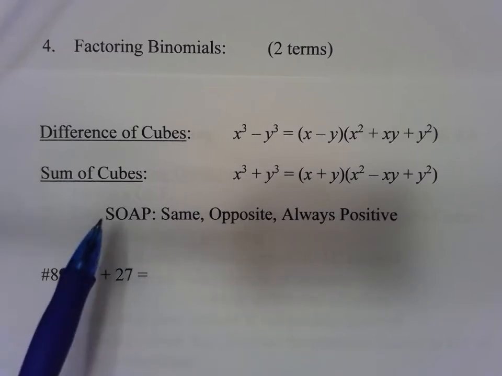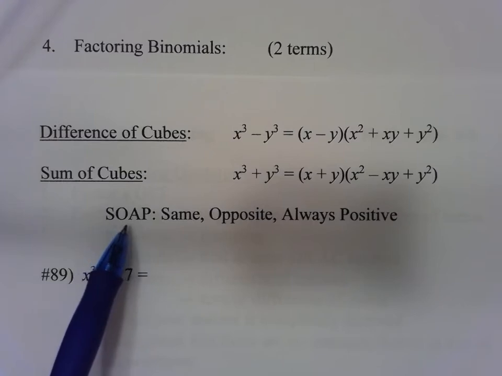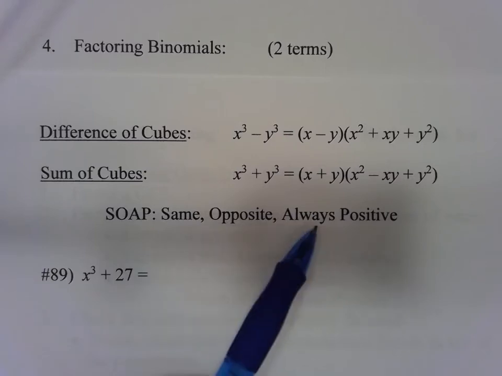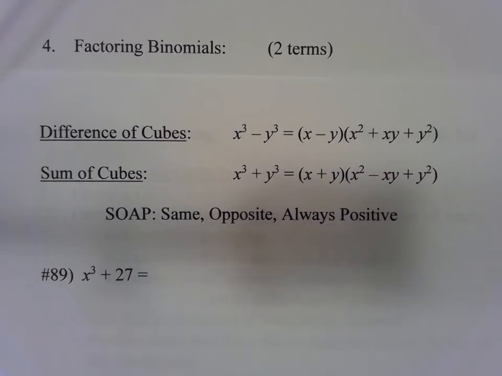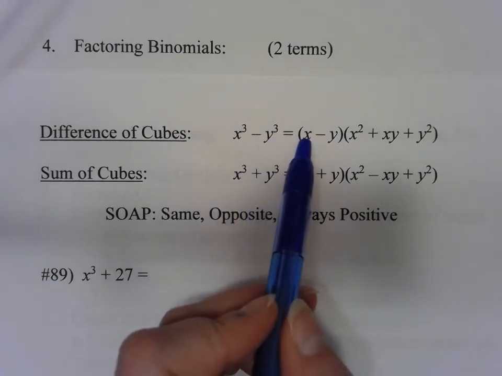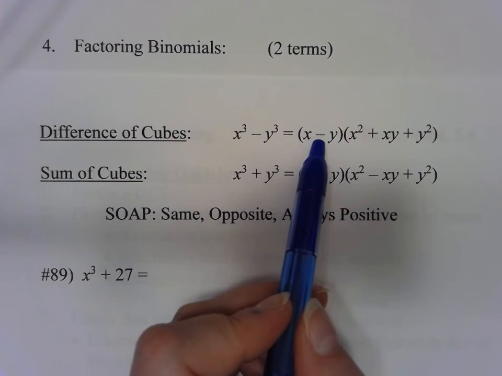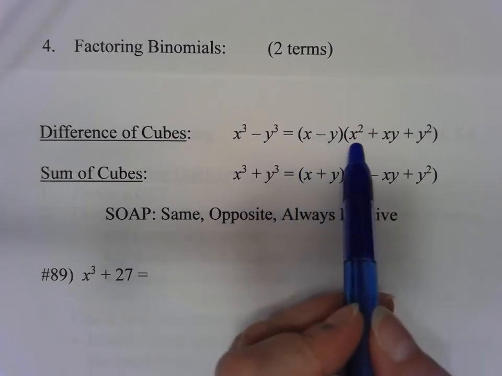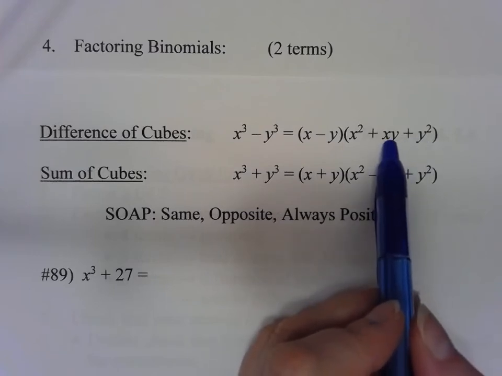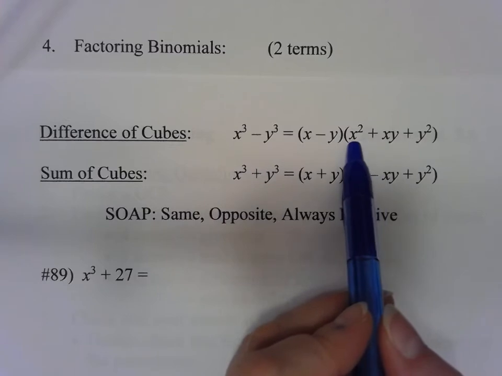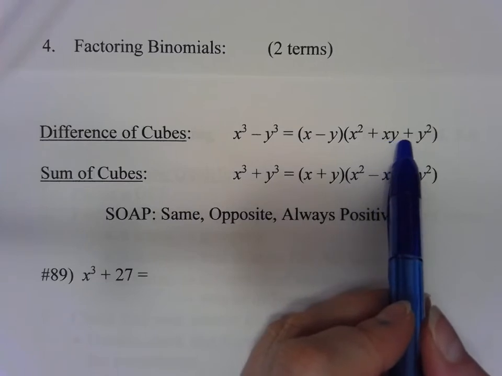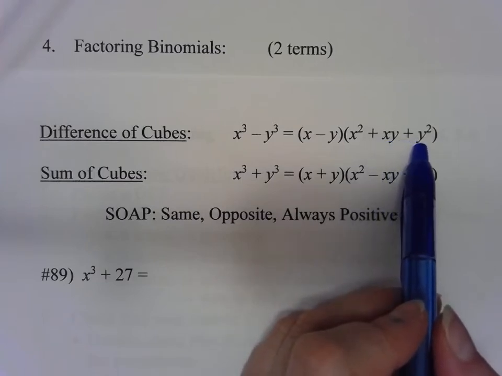If you wanted to memorize them, usually the acronym we use is SOAP, and this talks about the signs involved. Same sign, opposite sign, always positive. So for this first one, x cubed minus y cubed. The first parentheses, we just take off the cubes, and we have the same sign. The second parentheses looks like a perfect square trinomial, but I don't have the 2 or the doubled middle term. So I'll have x squared, opposite sign, so plus now, xy, and then always positive, plus y squared.